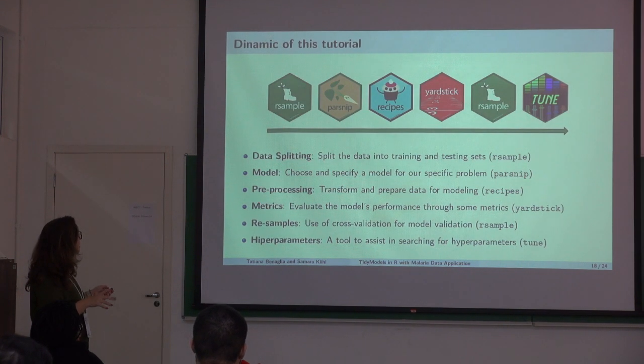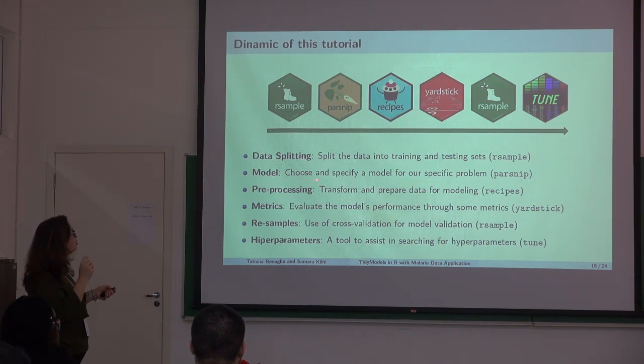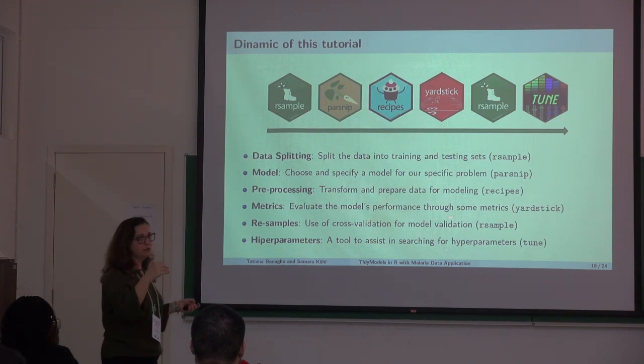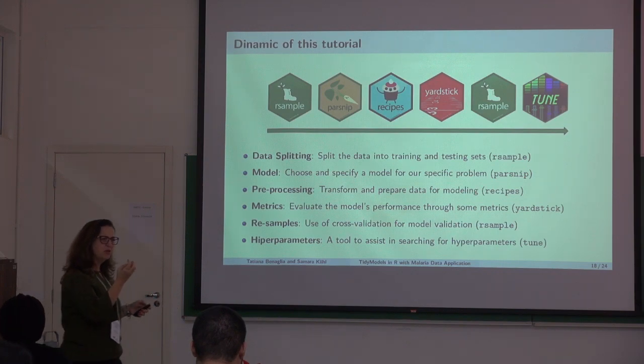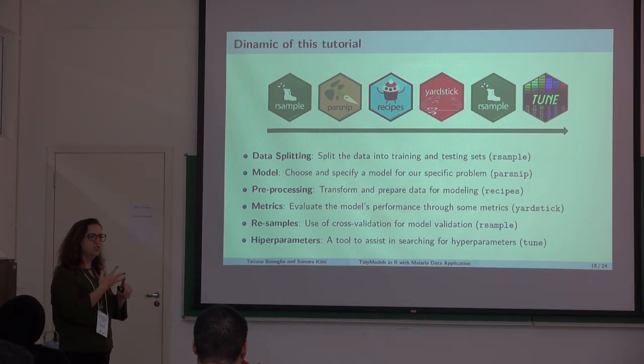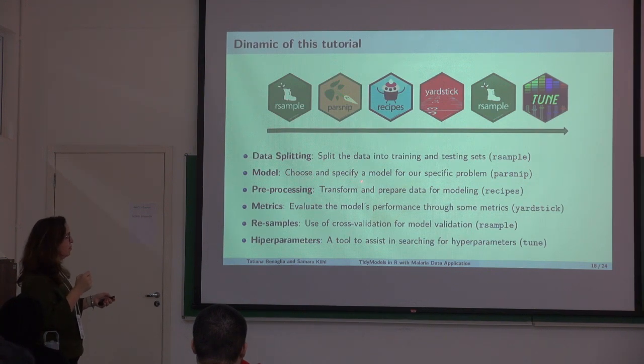And then the dynamic will be, we're going to split our data into training and testing sets. We're going to choose a specific model. Actually, we're going to pick three: logistic regression, decision tree, and random forest. So we're going to choose and specify a model. Then we're going to pre-process.